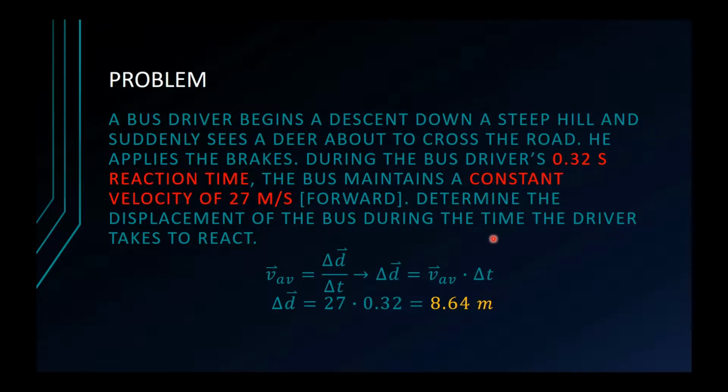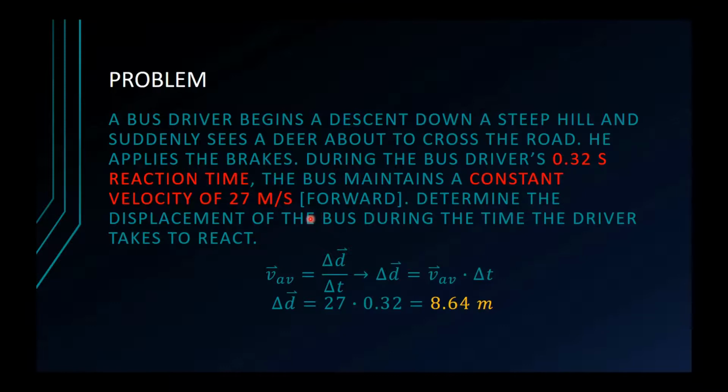Alright, so let's look at a problem because physics is all about problems. A bus driver begins a descent down a steep hill and suddenly sees a deer about to cross the road. He applies the brakes. During the bus driver's 0.32 second reaction time, the bus maintains a constant velocity of 27 meters per second forward. Determine the displacement of the bus during the time the driver takes to react. Okay, so two key things that were given here. A 0.32 second reaction time, so that's the time interval, and a constant velocity of 27 meters per second.